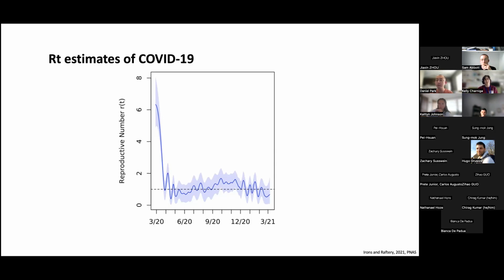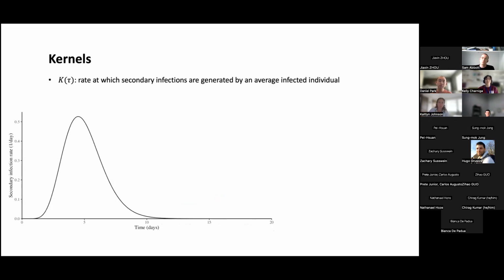The way I like to do it is, some people like to do it in a probabilistic framework, but for me it's a little confusing because it's hard to put a probabilistic framework into a dynamic model. Instead, I find it most useful to think about what I call kernels. So we have k of tau, which is the rate at which secondary infections are generated by an average infected individual. And we can decompose this into two factors.